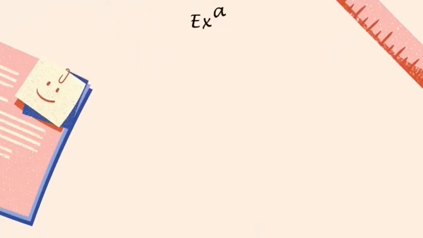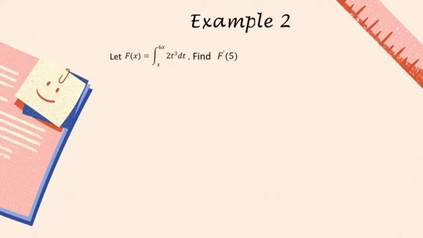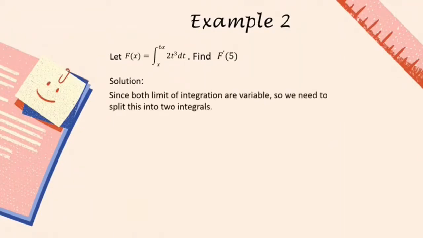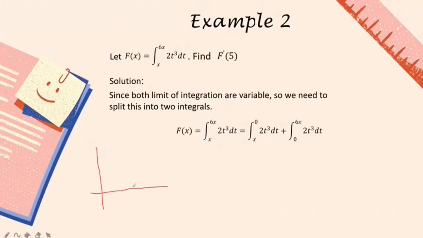For example 2, let capital F(x) equal the definite integral from x to 6x of t to the power of 3 dt. Find capital F'(5). Since the limits of integration are variable, we need to split this into two integrals. We want to find the definite integral between x and 6x, so we subtract the integral from 0 to 6x minus the integral from 0 to x.